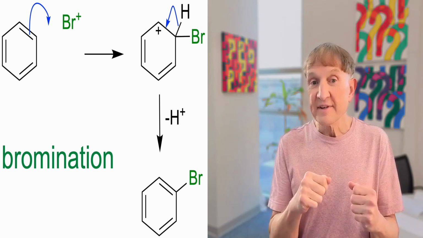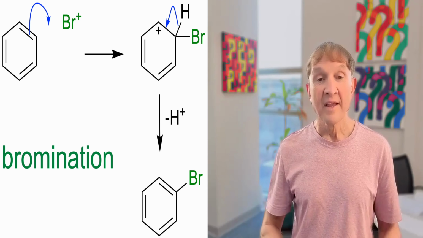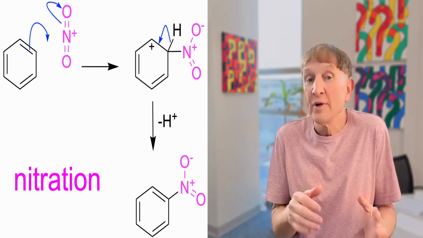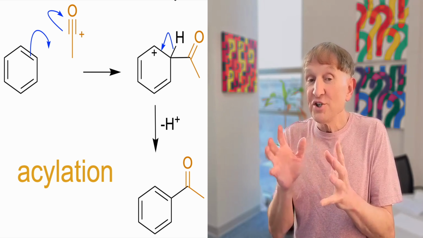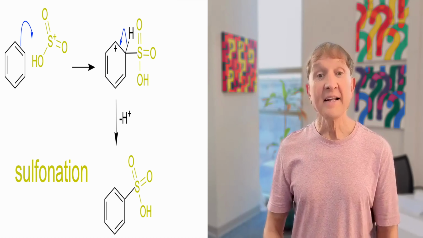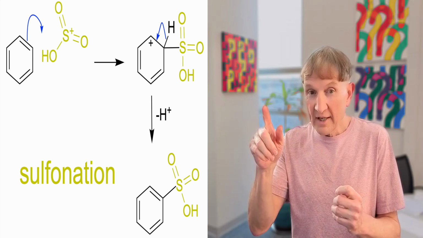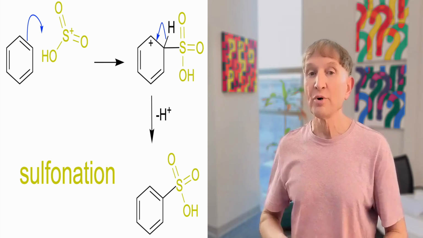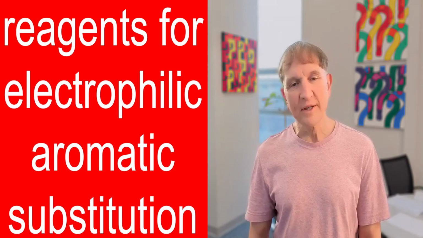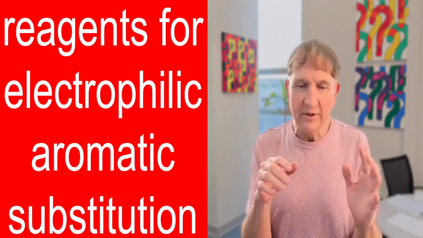So if E+ is Br+, then E is Br, and we get bromination. If E+ is NO2+, so E is NO2, we get nitration. Addition of an acylium ion gives acylation. Addition of SO3+ joins the carbon and the sulfur to give the sulfonation product. If you would like a little bit more detail, then try to remember where you get the reagents from. But I don't think that's as important as the fundamental mechanism.